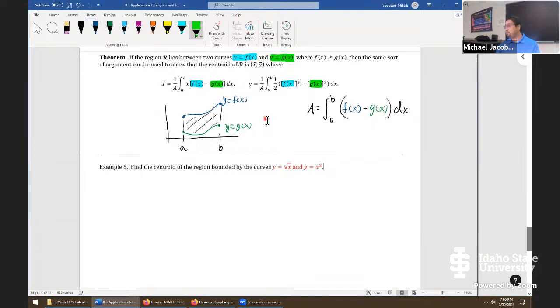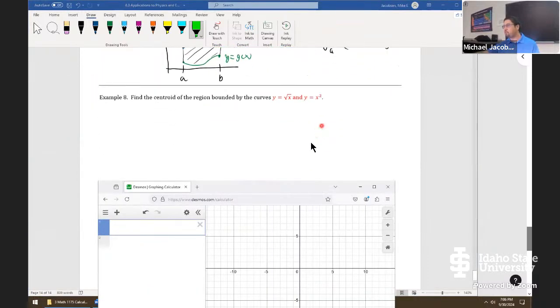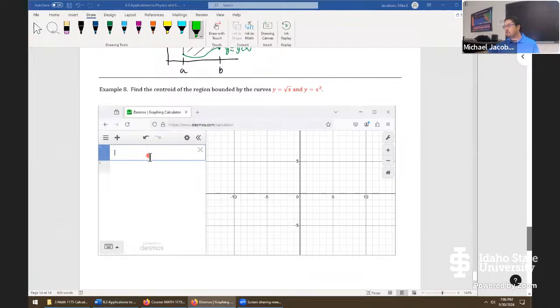Okay, putting this into effect, we have to find the region bound by the curves y equals root x, y equals x squared, and then get its centroid. Now, if this was a real exam question, you'd probably have just the graph of this. But, well, let's just do that then. Let's put down the graph of both these curves and work from there. So our top function, f of x, is square root of x.